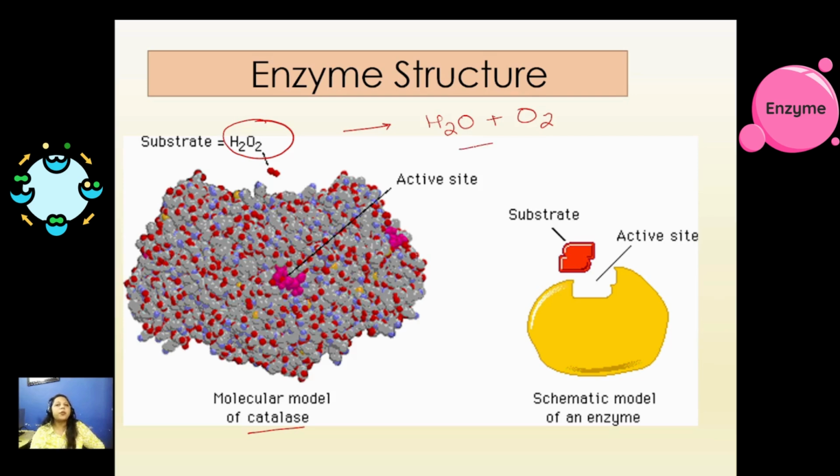Water is used in different processes. Oxygen is also used in aerobic respiration. So these are the useful products. Catalase converts hydrogen peroxide, which is a substrate, into the products, which are water and oxygen.